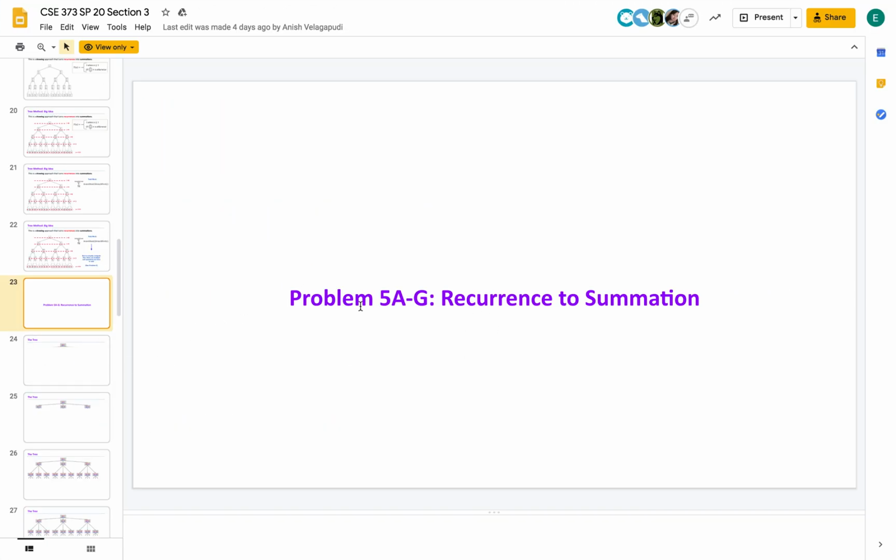So this is problem 5, A through G. Again, these slides are also linked on the course website. Might be helpful to take a look at here. So if we ask you to use the tree method, the first thing that you should be thinking about and the first thing that you should do is start to draw a tree for this recurrence. What do I mean by draw a tree for this recurrence?